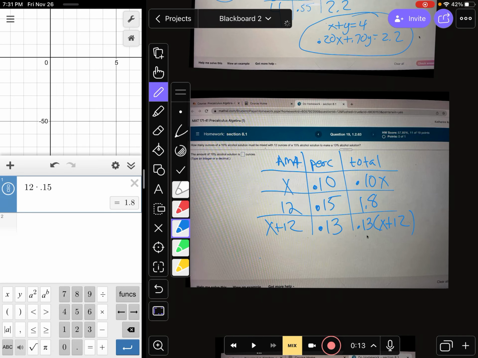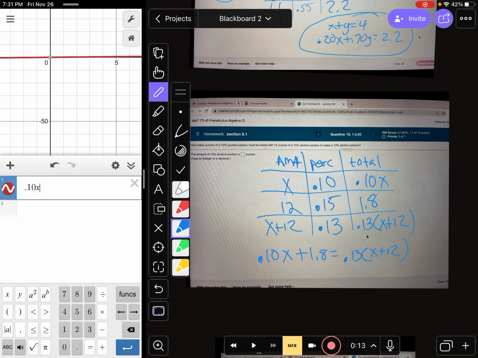So I'm going to write that down. 0.10x plus 1.8 equals 0.13 times x plus 12. And there you go. All you have to do is solve that. You'll want to do it algebraically because I know he doesn't want you to do this on a graph, and you know how to do that algebraically. But I'm going to go over here and type that into a graph to save a little bit of time.